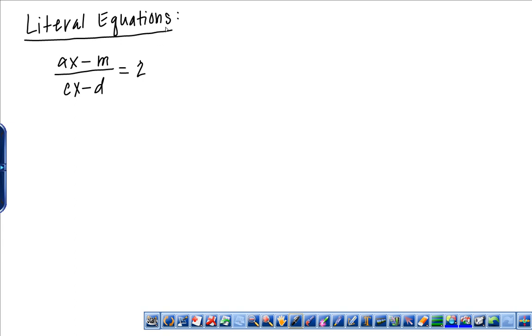Literal equations basically means that you just have a ton of letters, which we do. Okay, how about on this one, we solve for x. The easiest way is to maybe make this as a proportion, or you could just multiply by the denominator. So if you multiply, this is going to be ax minus m is equal to 2 times this quantity cx minus d.